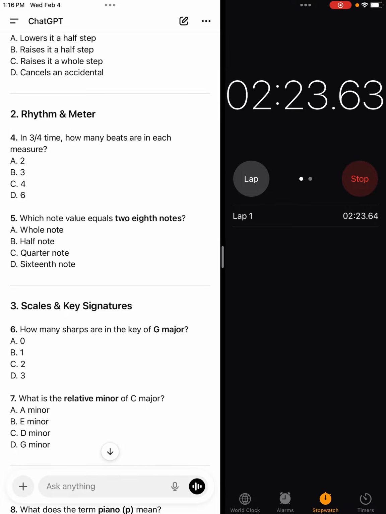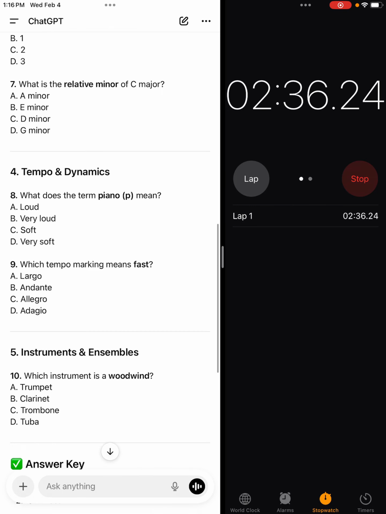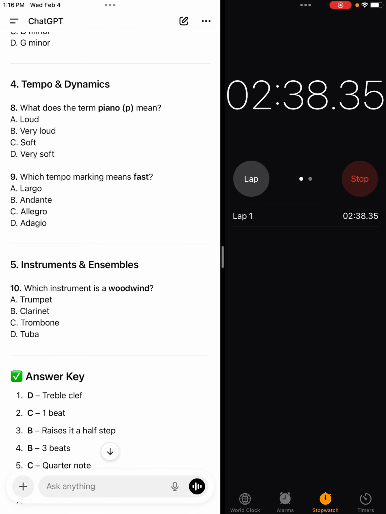How many sharps are in G major? 1. What is the relative minor of C major? A minor. What does the term piano mean? Soft. Tempo marking equals fast: allegro. What instrument is a woodwind? Clarinet.